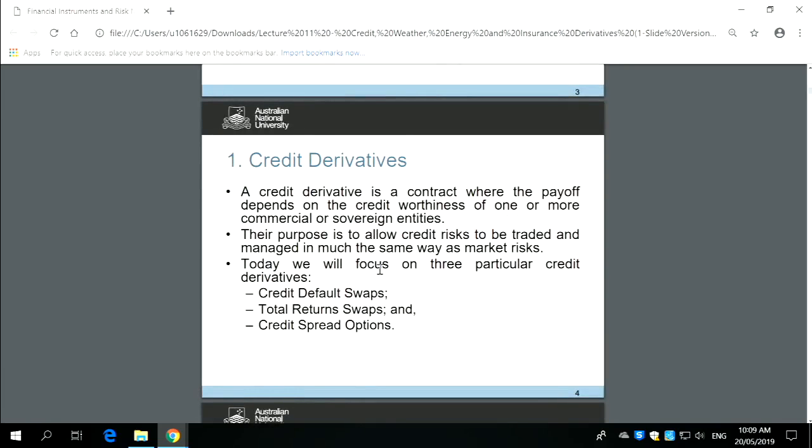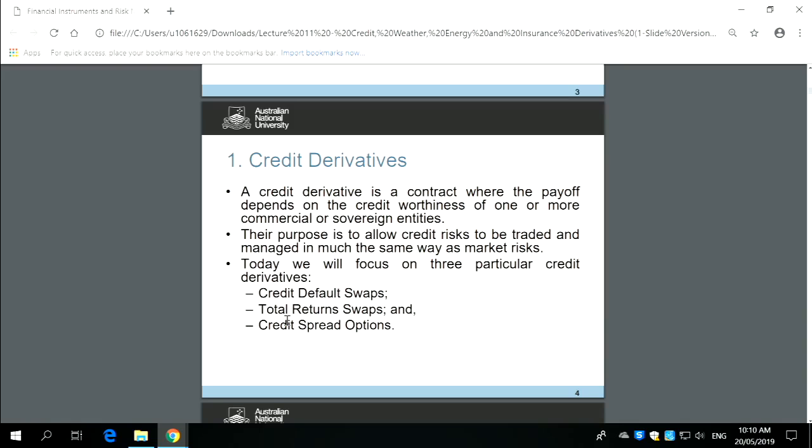First of all, we're going to talk about credit derivatives. These are derivatives that help you protect against a credit event, that is, against the chance that you will not get your principal and interest back from your investments. There are three main types of them. The first one is credit default swaps. The second type is total return swaps, which we touched on last week. And then something called credit spread options.